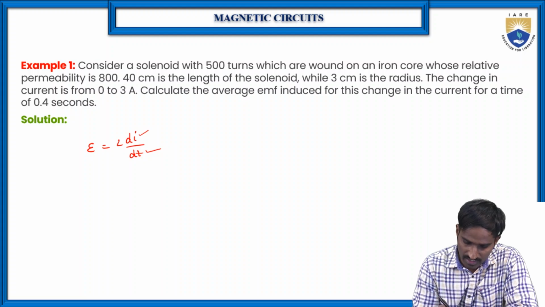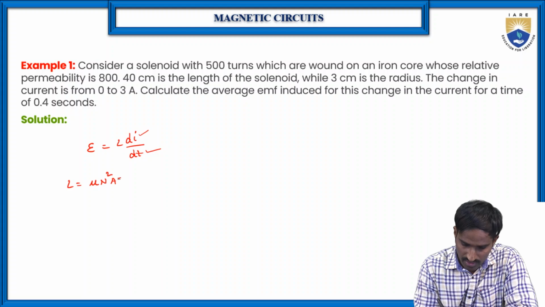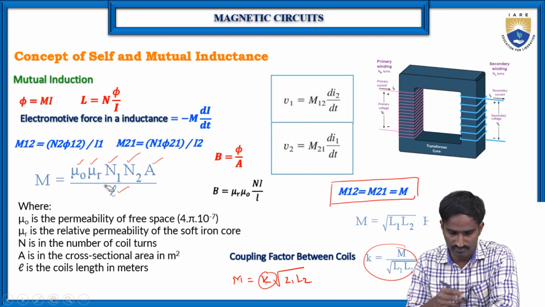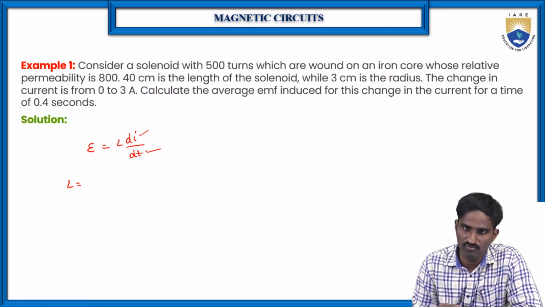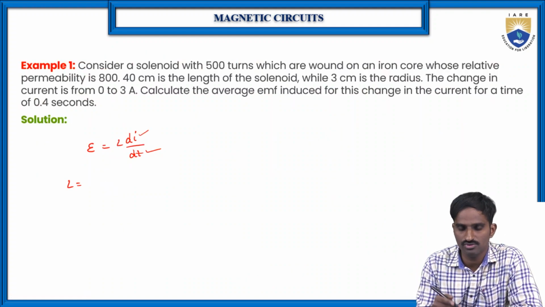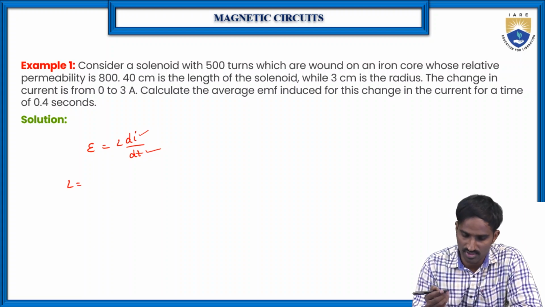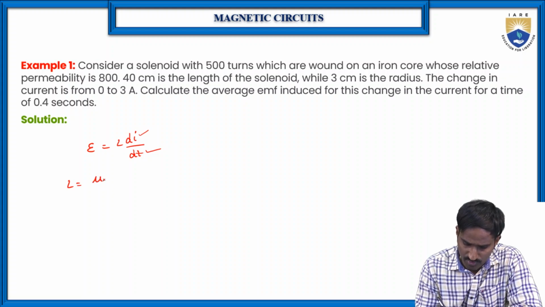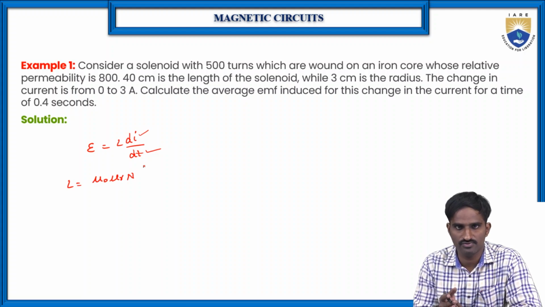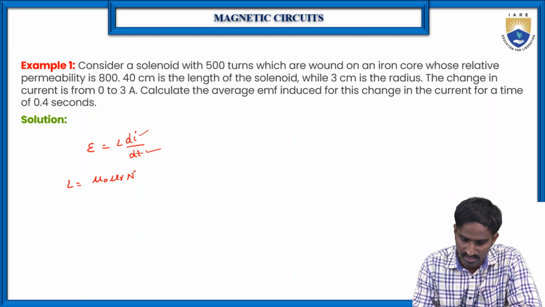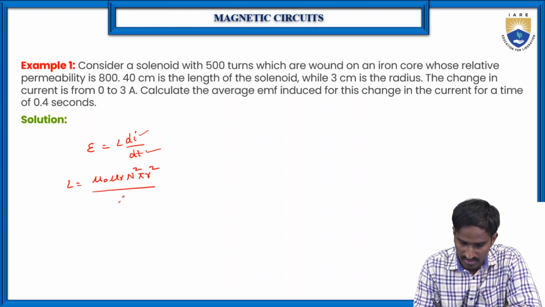So we know the equation for L, which is mu into N squared into A by l. Or in other words, directly we can write here, the L or M, whatever it may be. Because here it is one coil, that's why we are making it L. If it is two coils, then we make it M, the mutual inductance. Which means here mu naught into mu R into N squared, because here there is only one coil, so instead of N1 and N2 we write N squared, because N1 equals N2, into pi R squared by l.